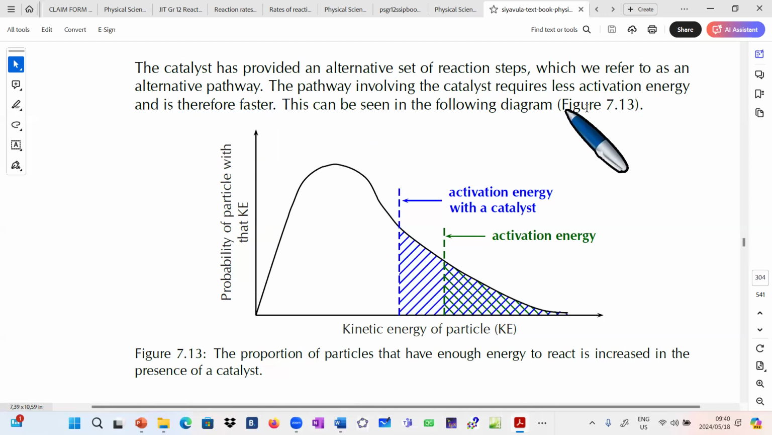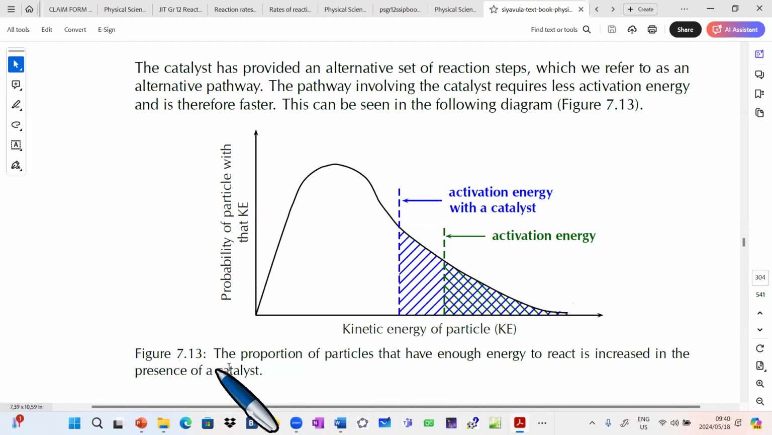The pathway involving the catalyst requires less activation energy and is therefore faster. This can be seen in the following diagram. Let's look at the probability of a particle with a given kinetic energy, Ke. Now there's something called the activation energy. With the catalyst, the activation energy is reduced. So the catalyst lowers the activation energy without taking part in the reaction. The original activation energy was here, but with the catalyst, it is now less.